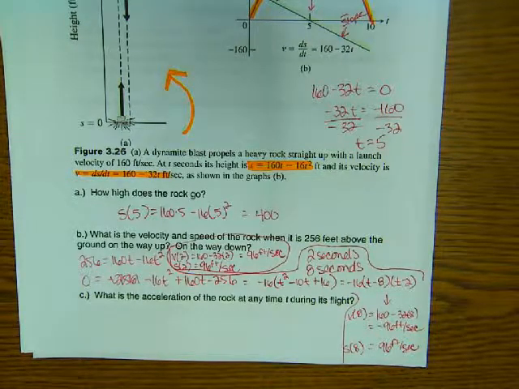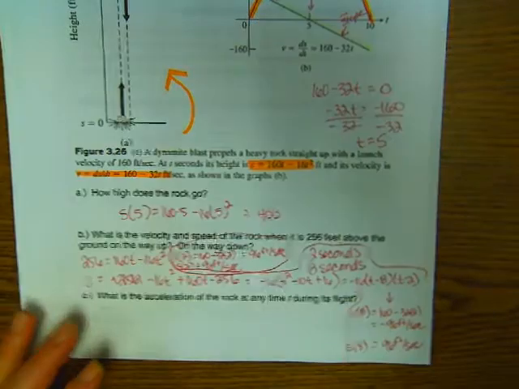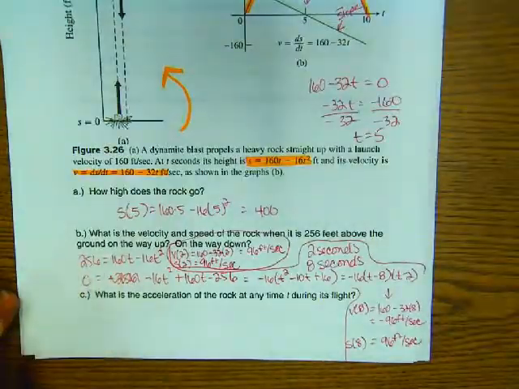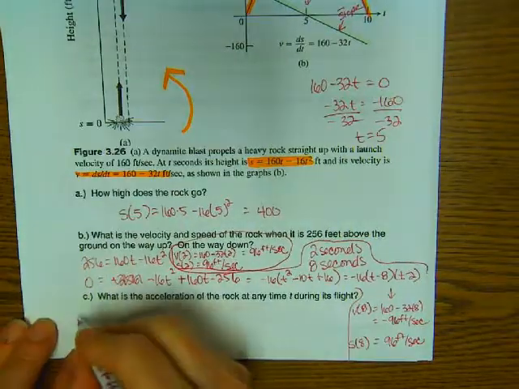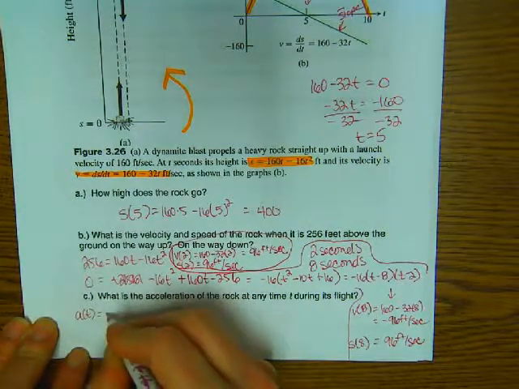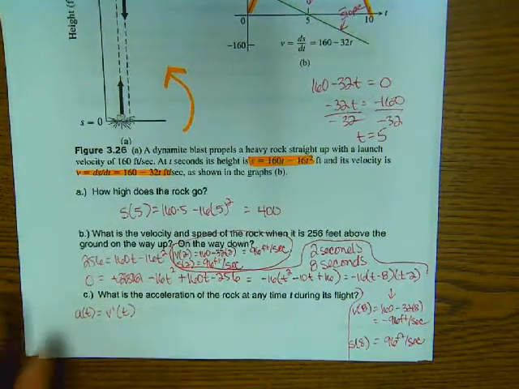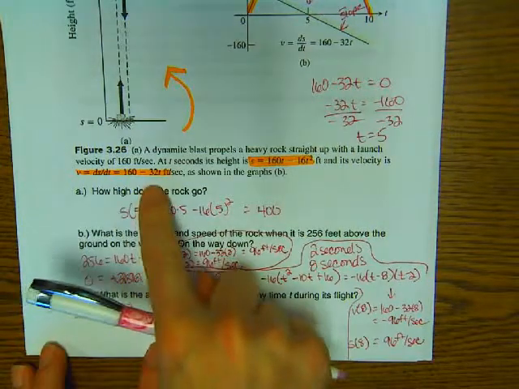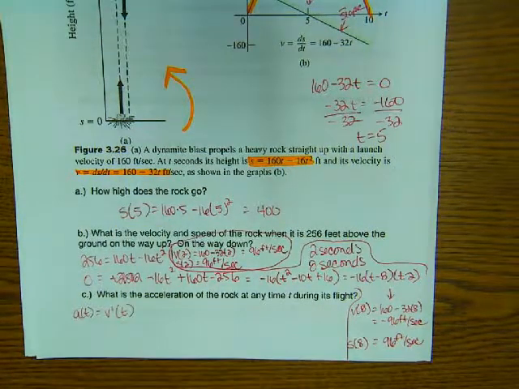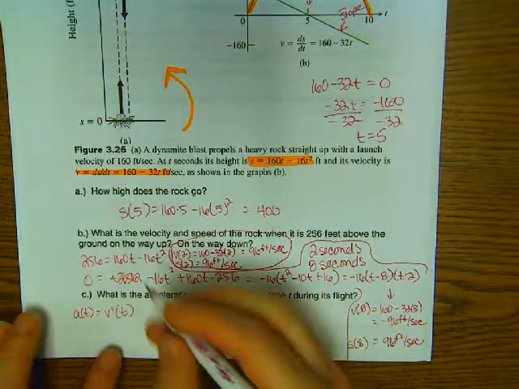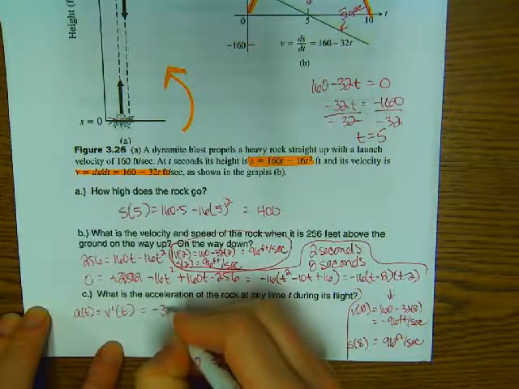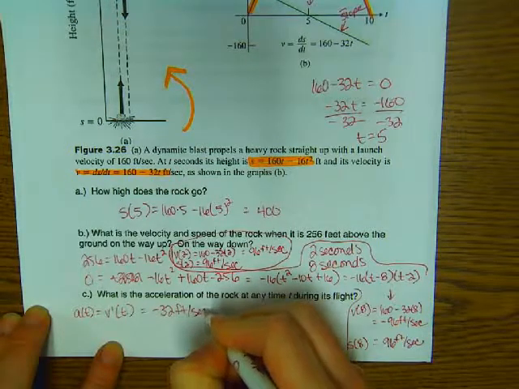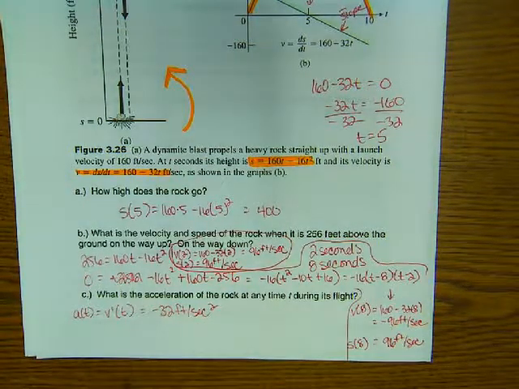Okay, now can you tell me what c is? What is the acceleration of the rock at any time during its flight? Yep, you're right. The acceleration is the derivative of the velocity. The velocity function is this. What's the derivative of 160 minus 32t? Careful. Negative 32 feet per second squared. And that just means for the entire time, that's the acceleration. Okay?